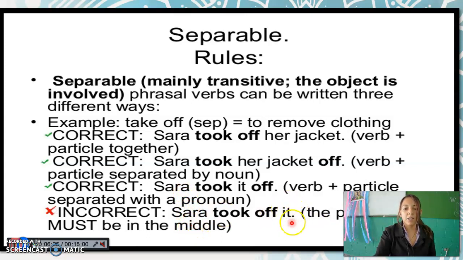Why? Because in the previous example, I was explaining to you that if it is a pronoun, the pronoun is going to come before the particle.